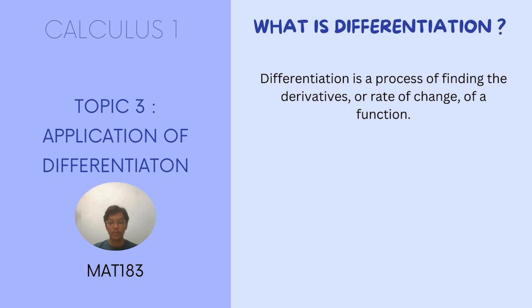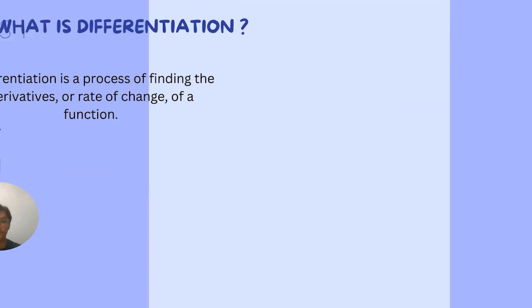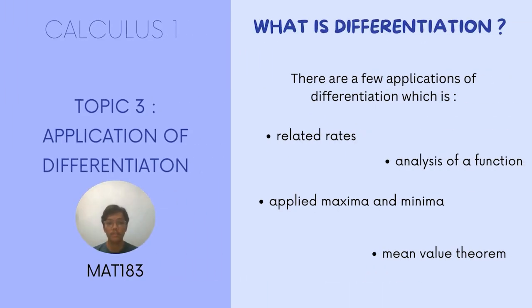The topic that we want to present is topic 3 from Calculus 1, which is application of differentiation. What is differentiation? Differentiation is a process of finding the derivative or rate of change of a function. There are a few applications of differentiation: number 1, related rates; number 2, analysis of a function; number 3, apply maxima and minima; and the last one, mean value theorem.